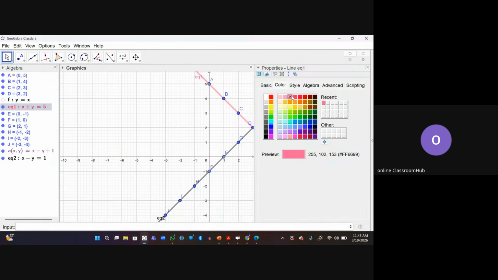Let me change the colors. One pink. This one should be blue. Okay, blue. So one for the girls, one for the boys. Blue for boys, pink for girls. Baby pink, because my girls are babies.